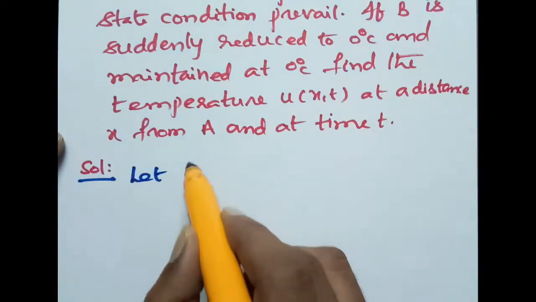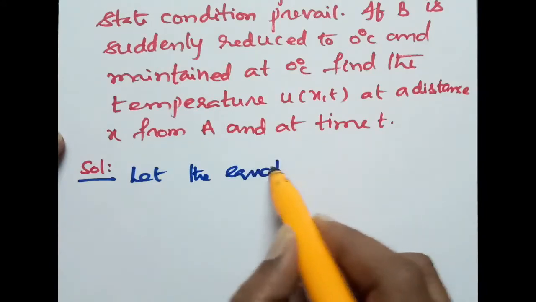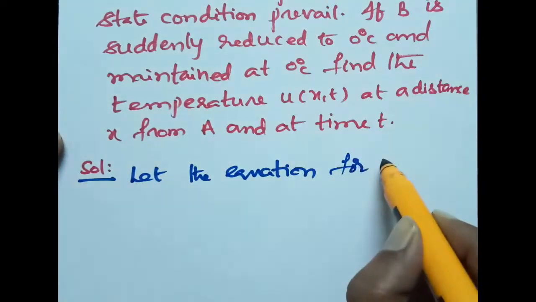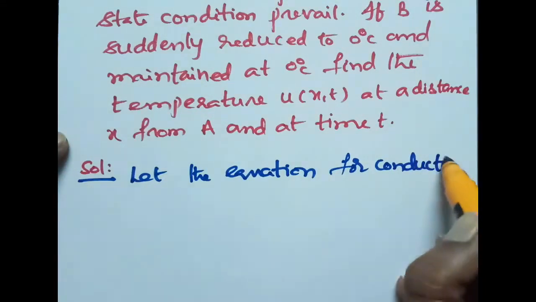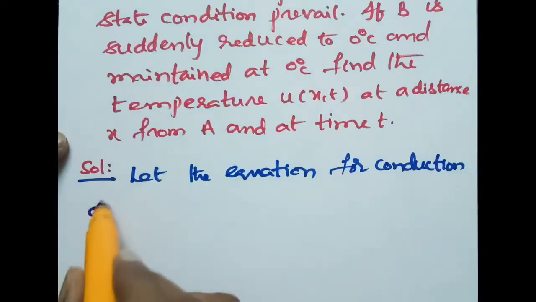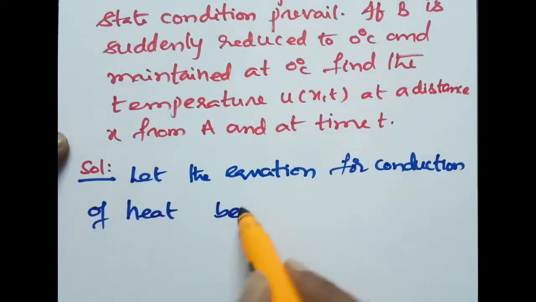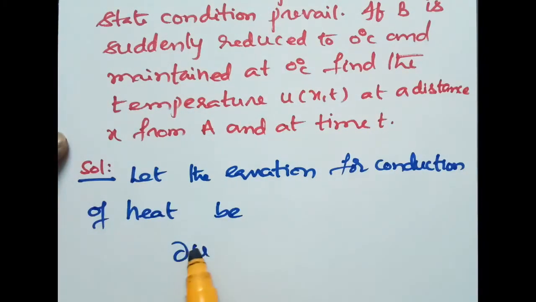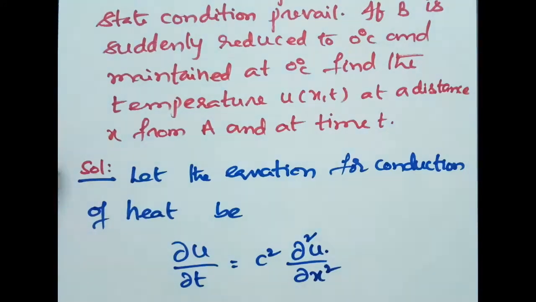Let the equation for conduction of heat be dou u by dou t equal to c square into dou square u by dou x square. Say this is equation number 1.